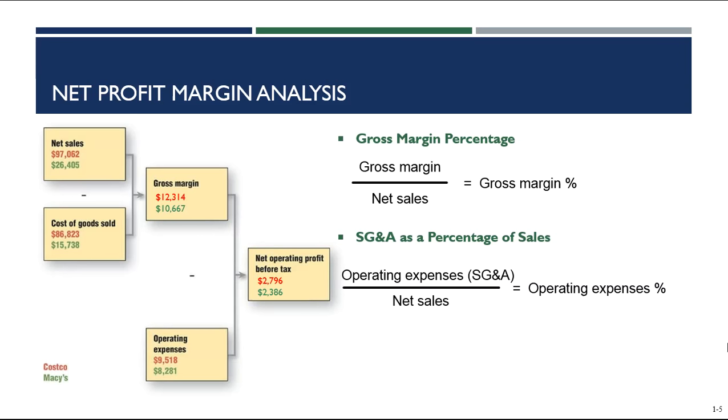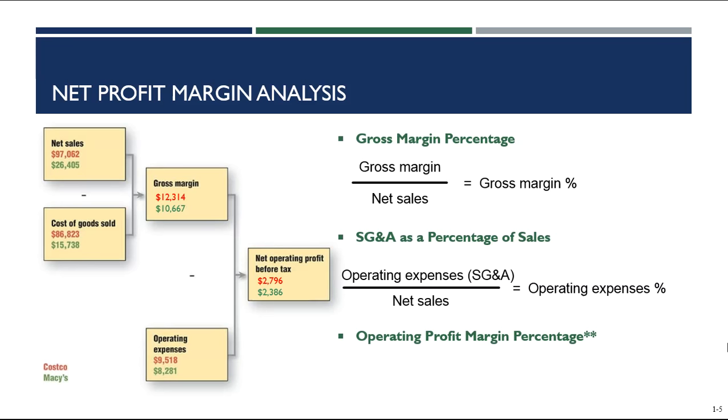And so what you'll see when you do the calculations for both Costco and Macy's is that Costco does have significantly less operating expenses than Macy's does. And that's reasonable because Costco has less customer service, they locate in lower rent areas, and they sell in bulk. So their sales associates aren't spending time unpacking product and shelving it individually.